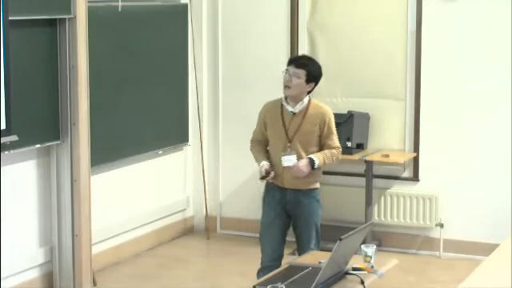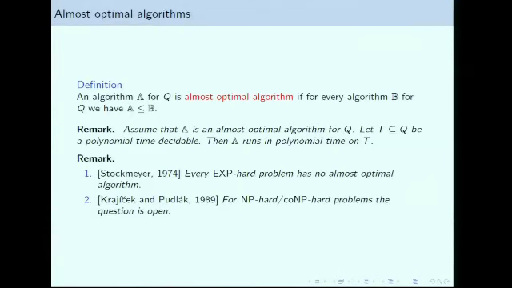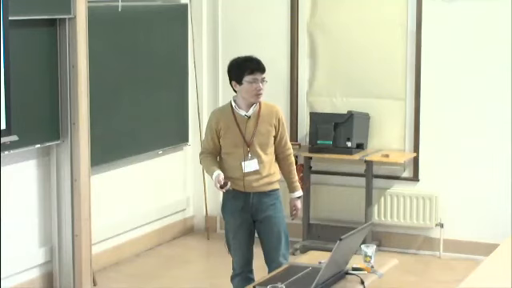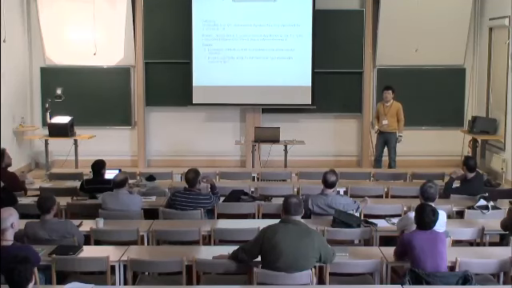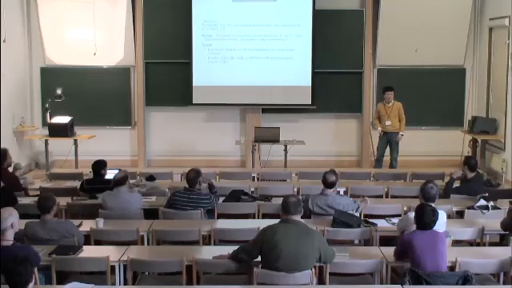Okay? And also, we have some results concerning almost optimal algorithms. Stockmeyer in his PhD thesis proves that every exponential time hard problem has no almost optimal algorithm. And this is an open problem from Krajicek and Pudlak for NP-hard or coNP-hard problems. We don't know whether they have an almost optimal algorithm. As a curiosity, Stockmeyer, which terminology did he use? I forgot it. It's quite obscure. It's not published, only in his thesis.